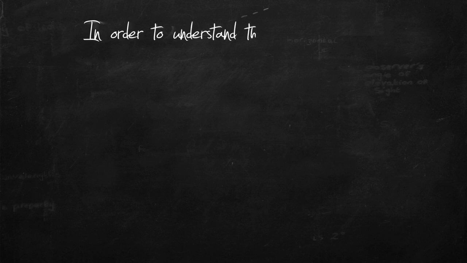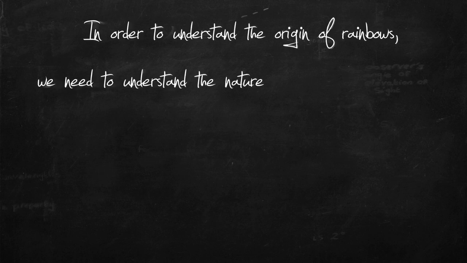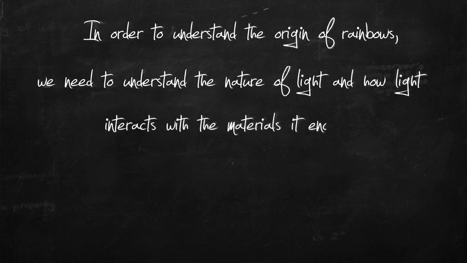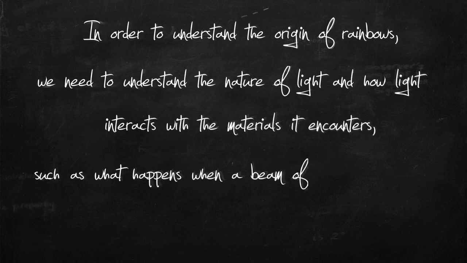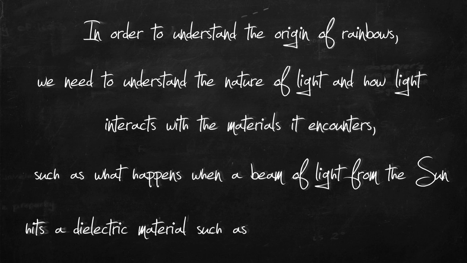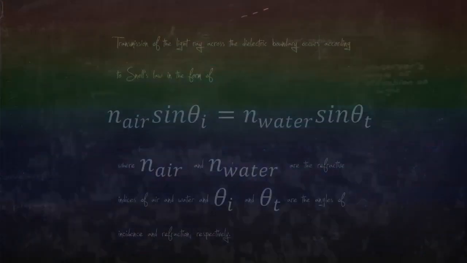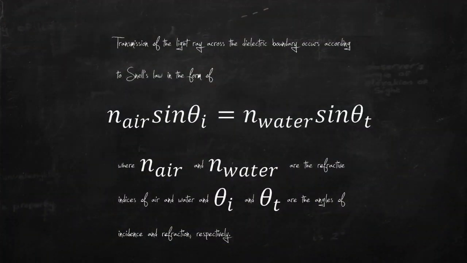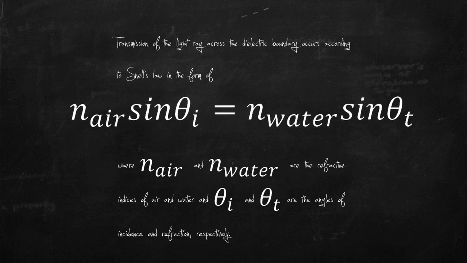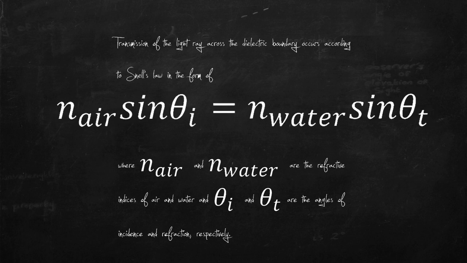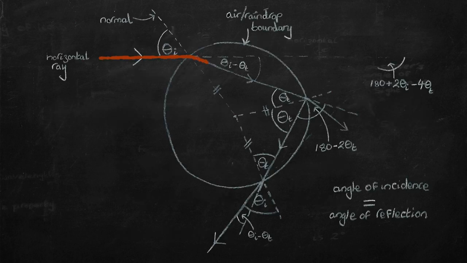In order to understand the origin of rainbows, we need to understand the nature of light and how light interacts with the materials it encounters, such as what happens when a beam of light from the sun hits a dielectric material, such as a spherical drop of water. Transmission of the light ray across the dielectric boundary occurs according to Snell's law in the form of n air sine theta I equals n water sine theta t. The transmitted refracted light then continues through the water unimpeded until it strikes the rear surface of the drop, where reflection and transmission of the ray across the water-air boundary now occurs again.